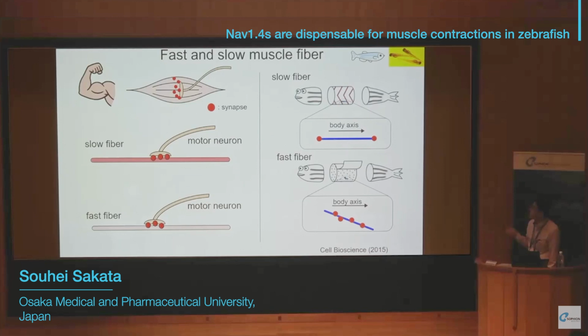The distribution of synapses is distinct between fast fiber and slow fiber. In slow fiber, synapses are located only on both sides of the fiber. In fast fiber, the synapses are scattered all over the fiber. Not only the distribution, but also the orientation is distinct between the two fibers. For slow fiber, the orientation is parallel to the body axis. Body axis means this axis, head and tail. For fast fiber, the orientation is not parallel to the body axis.